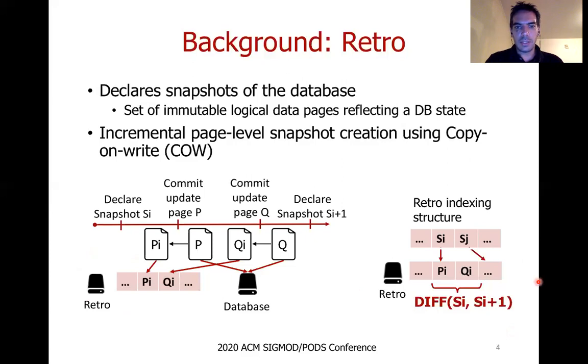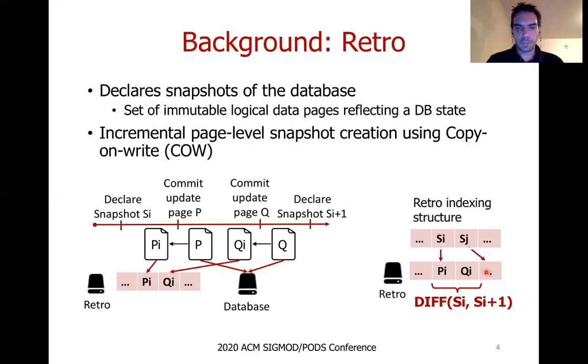In addition to that, Retro indexes the snapshot pages, and the index records show the pages that have been modified between the declaration of the two snapshots. In this case, we show the diff between SI and SI plus 1. Note, in this example, snapshots SI and SI plus 1 share all the pages except P and Q.